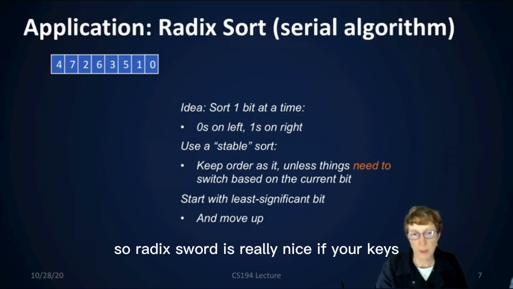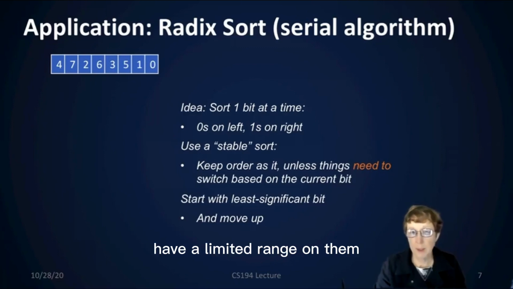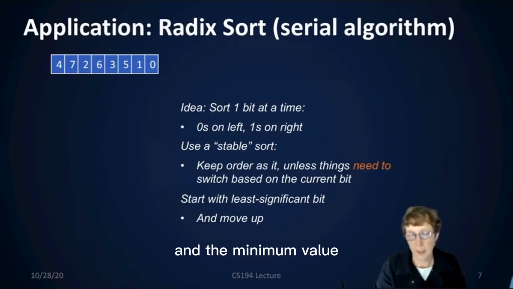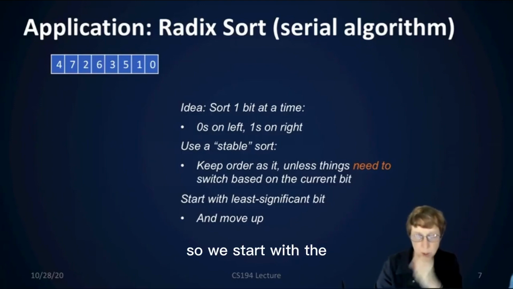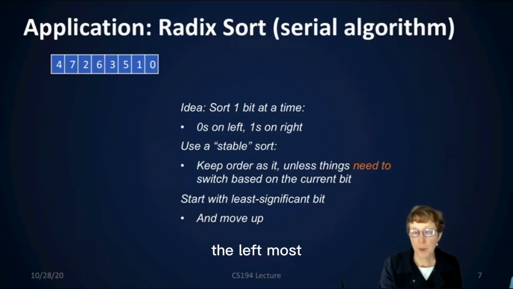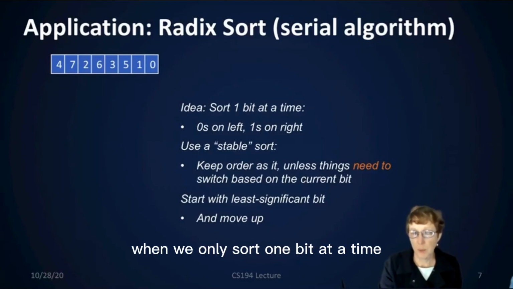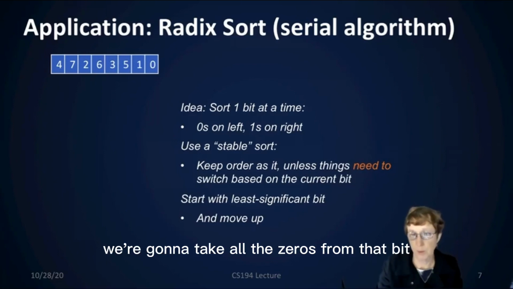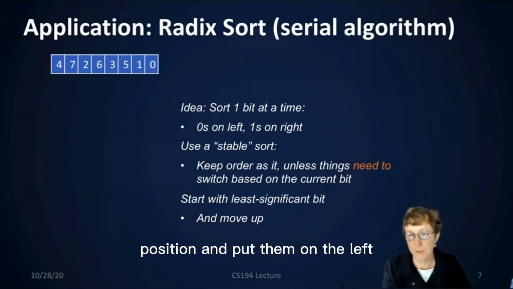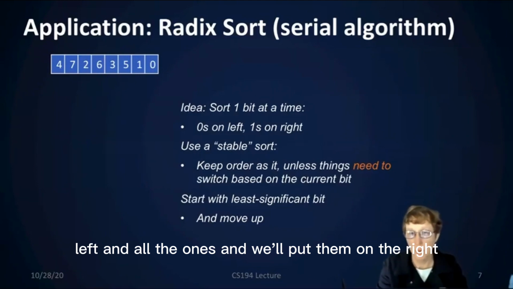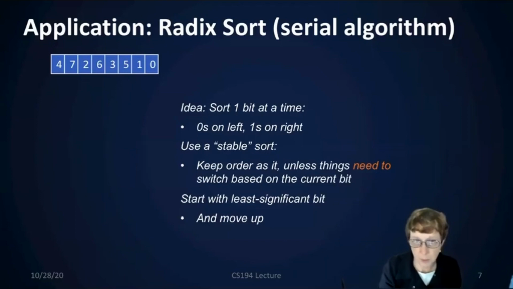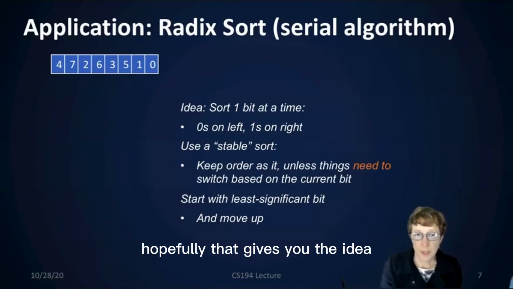Radix sort is really nice if your keys have a limited range, so you know what the maximum value and the minimum value are. So we start with the leftmost. When we sort one bit at a time, every time we sort, we take all the zeros from that bit position and put them on the left, and all the ones we put on the right. I guess my hands are going the opposite way, but hopefully that gives you the idea.